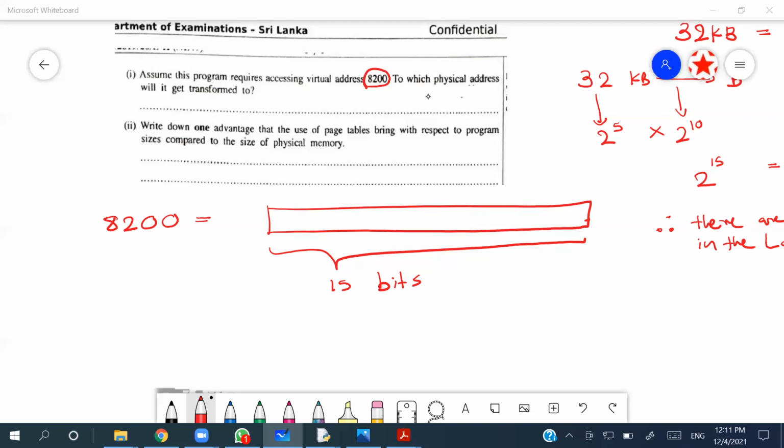Yes, that's correct. Pasanda, very good. That many bits are there in the offset. Very good. How about others?